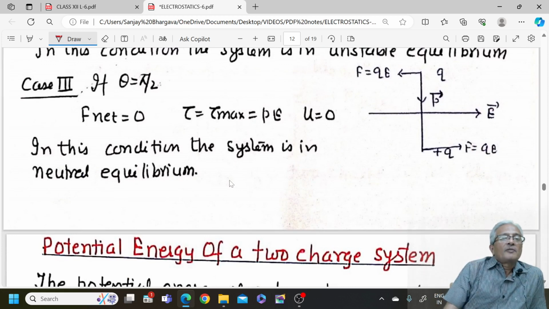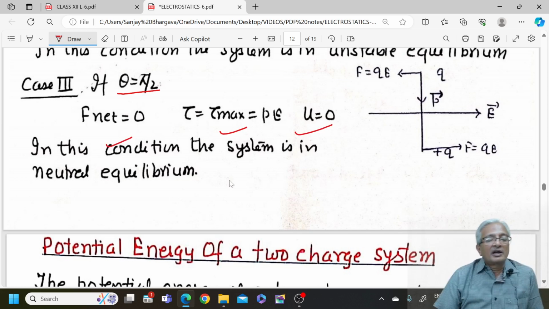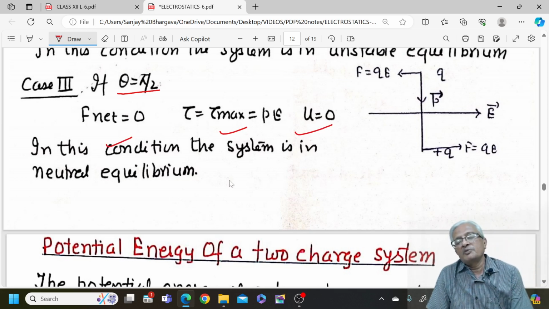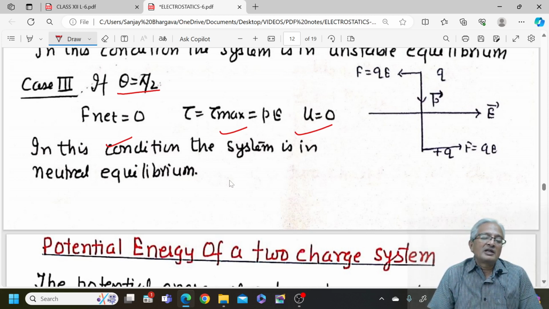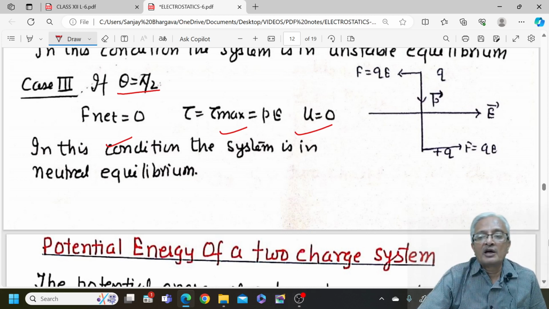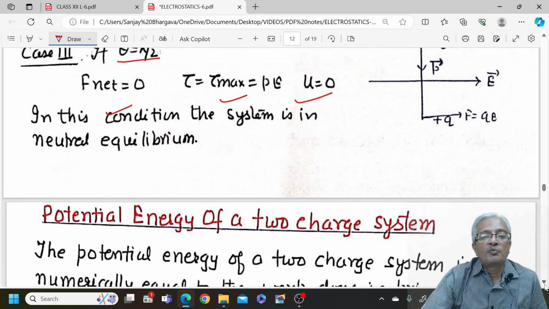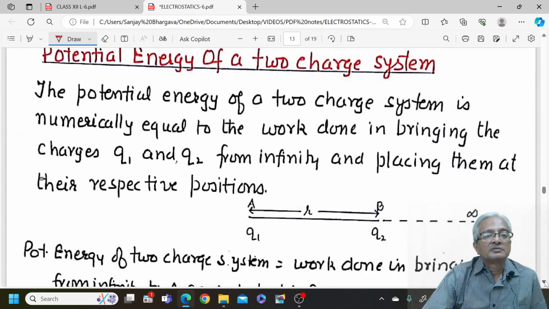In the third option, we have theta equals pi by 2. In that case, the net force is 0, torque is maximum, but the potential energy is 0. And the condition in which the potential energy becomes 0, it's neither maxima nor minima, is called a condition or a state of neutral equilibrium. Correct? Hope you are understanding whatever we are doing under the heading of potential, potential difference, potential energy.